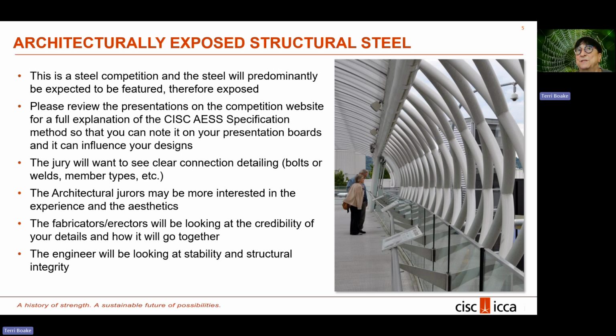The jury will want to see clear connection detailing, bolts or welds, member types, etc. The architectural jurors may be more interested in the experience and the aesthetics. Fabricators and erectors will be looking at the credibility of your details and how it will go together. The engineer will be looking at stability and structural integrity. So this requires you to address all of these aspects.